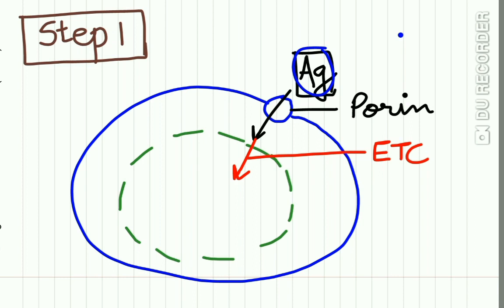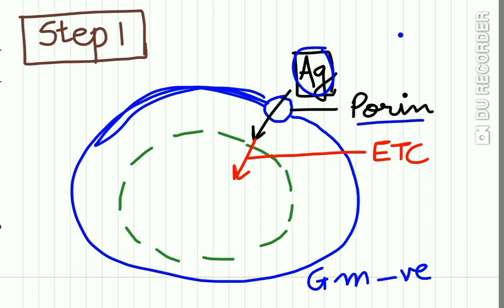Now, step 1 of transport of the aminoglycoside is a multi-step process. First, the aminoglycoside diffuses across the outer coat of the gram-negative bacteria. Suppose this is a gram-negative bacteria. So, in the first step, the aminoglycoside passes through the porin channels present on the cell wall of the gram-negative bacteria. Now, after entering into the cell wall, this aminoglycoside enters the periplasmic space. This is the periplasmic space.